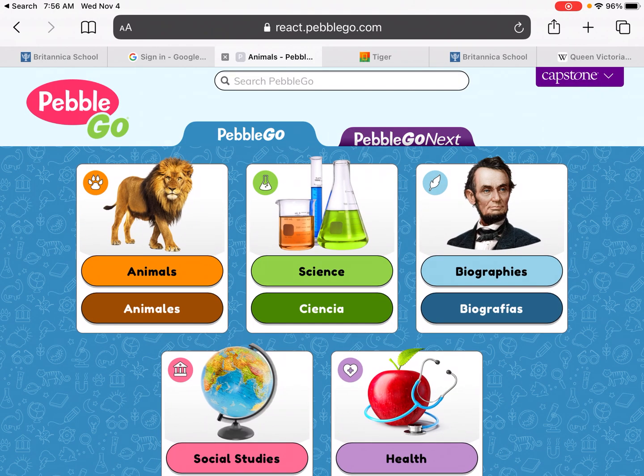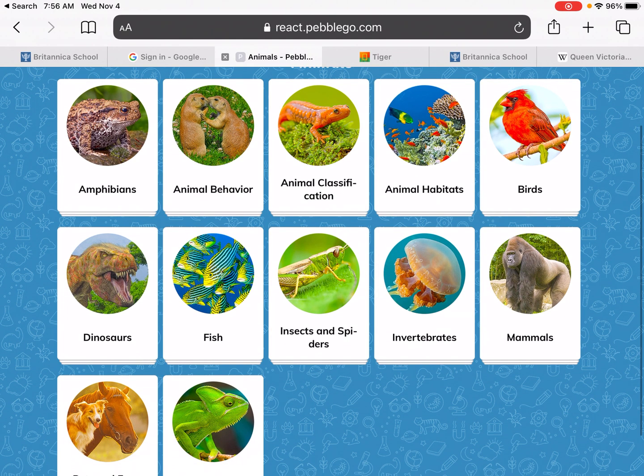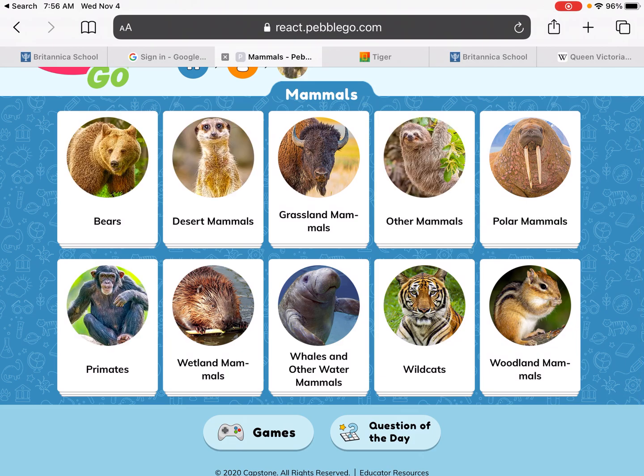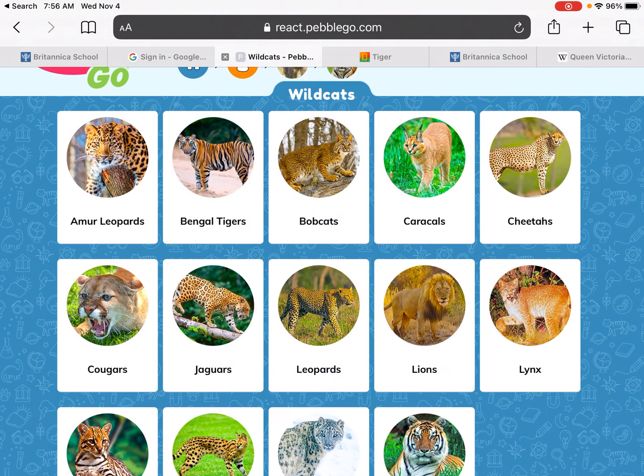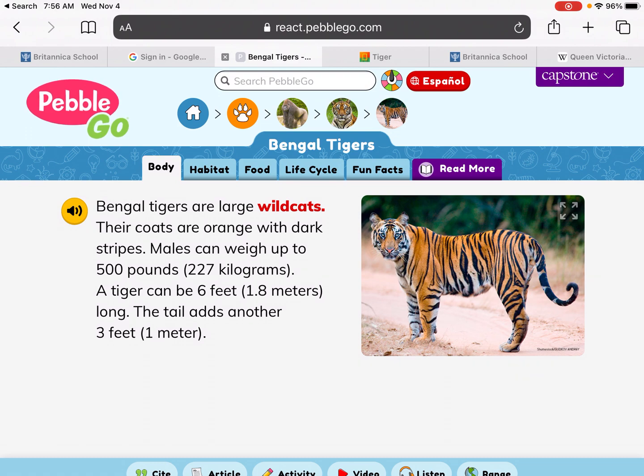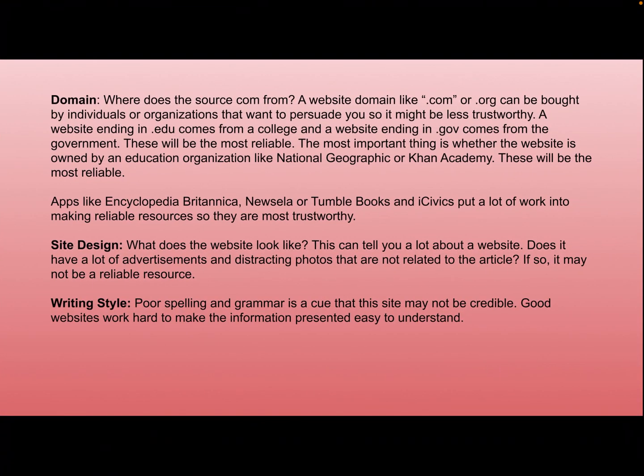There we go, animals. I can select animals here, and you'll see, ooh, fun, wildcats. I'm going to find more tigers. No advertisements, very easy to read, very reliable website. The site design: what does the website look like? Does it have a lot of advertisements, a lot of photos that aren't related to the article? That's going to tell you if it is or is not a good website.